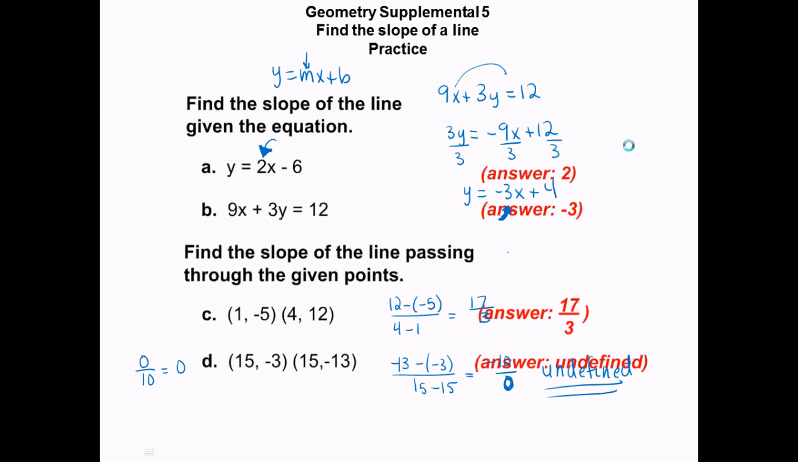Okay. Oops. All right. Come on. I froze it. Boom.